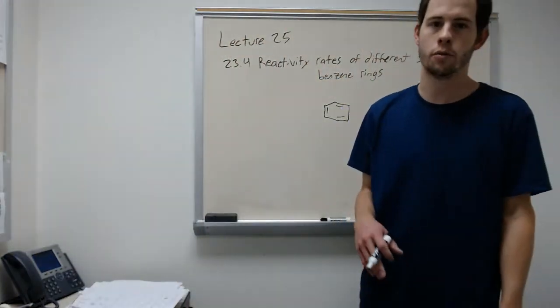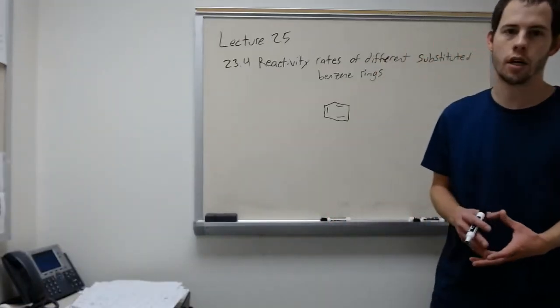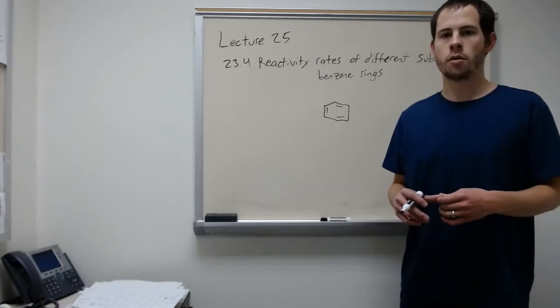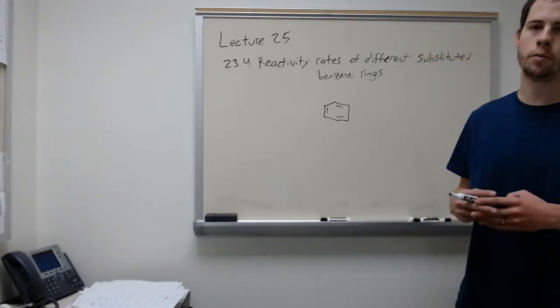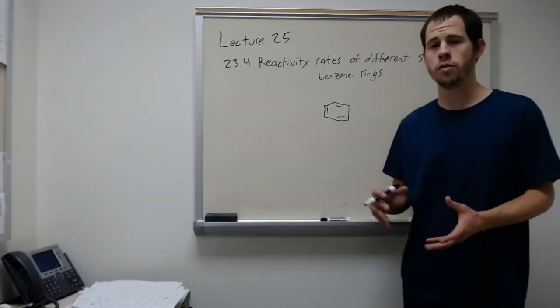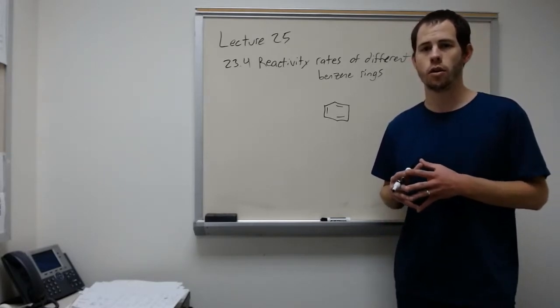All right, let's start lecture 25. In this lecture, we're going to do 23.4, talk about the reactivity rates of different substituted benzene rings. So we mentioned this in the previous lecture. We're going to talk about it a little bit more today.